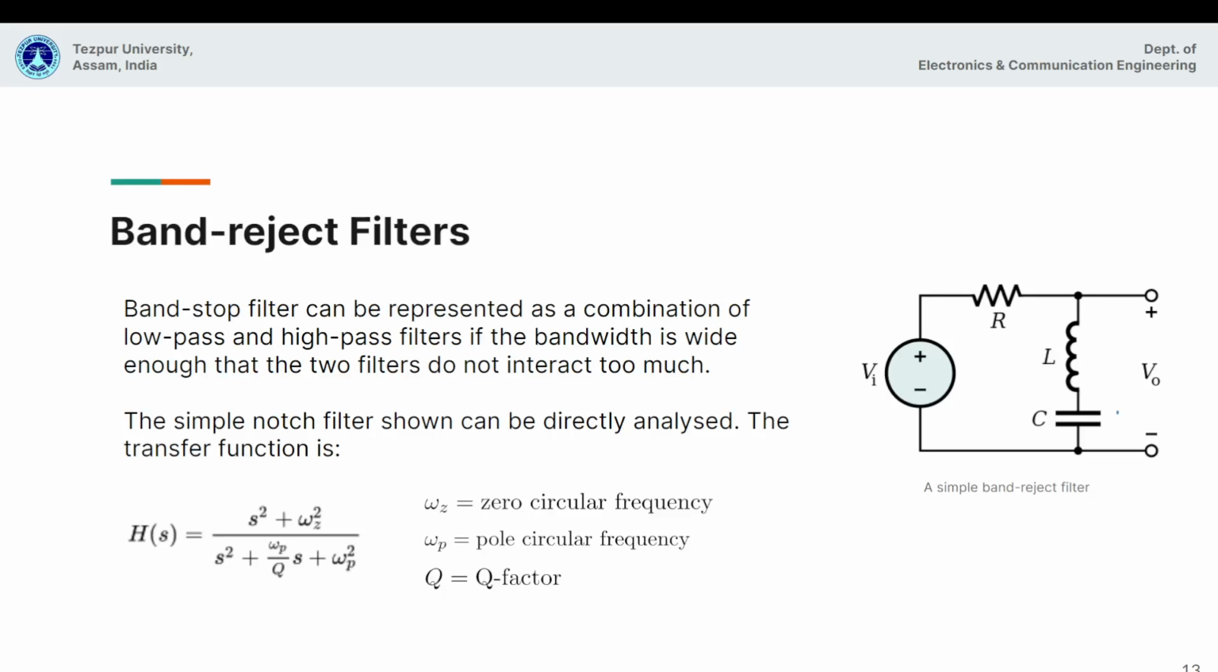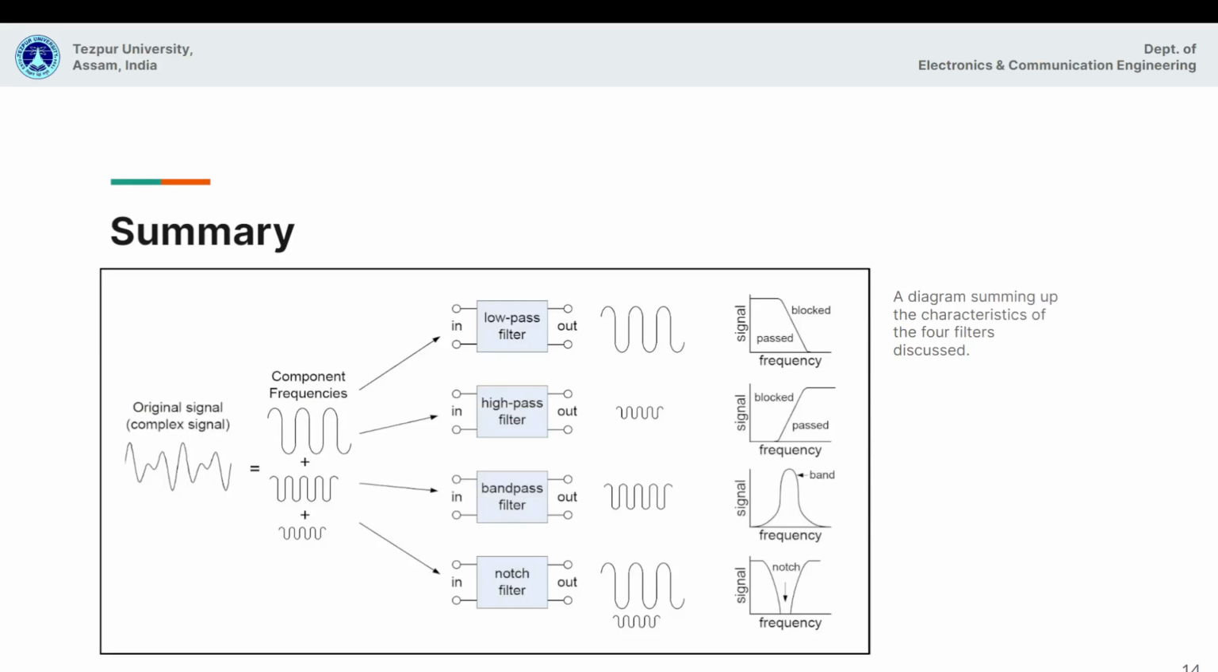is equal to s squared plus omega z squared by s squared plus omega p by q times s plus omega p squared. Here omega z is the zero circular frequency, omega p is the pole circular frequency, and q is the q factor. And here we have come to the summary part.